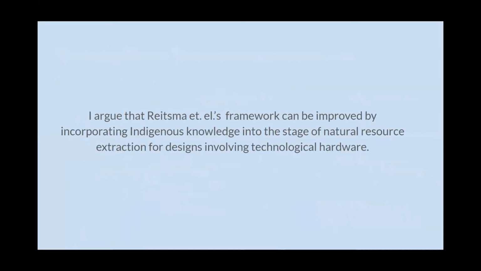From there, I came up with the thesis that Rietzma et al.'s framework can be improved by incorporating indigenous knowledge into the stage of natural resource extraction for designs involving technological hardware. I know I gave the chair example, but think about hardware like your computer, phone, TVs, and where those physical components are coming from.